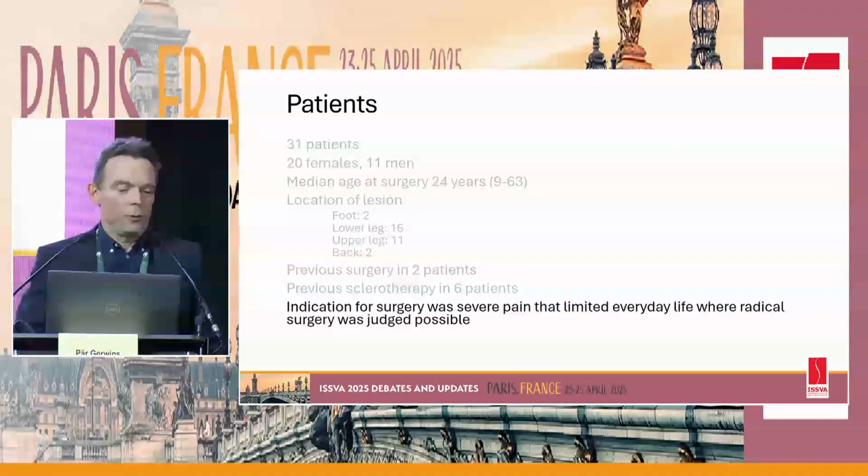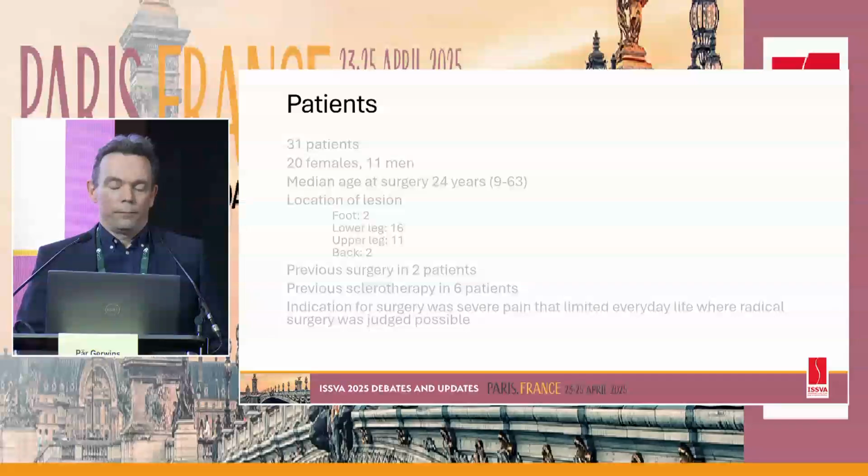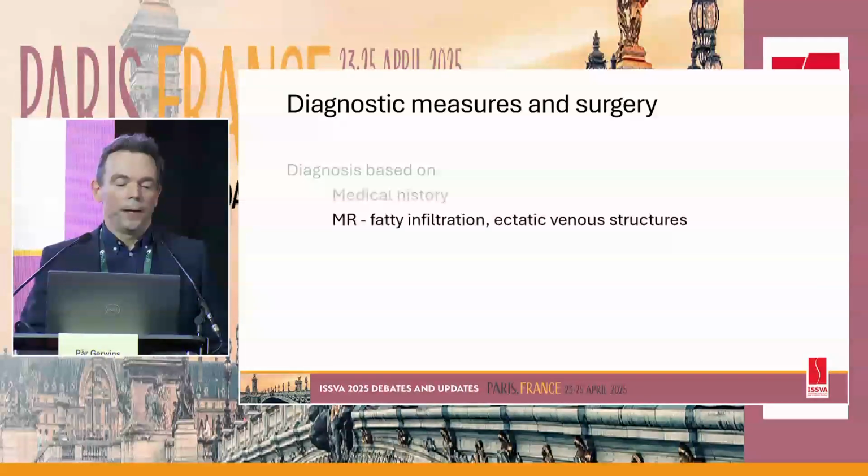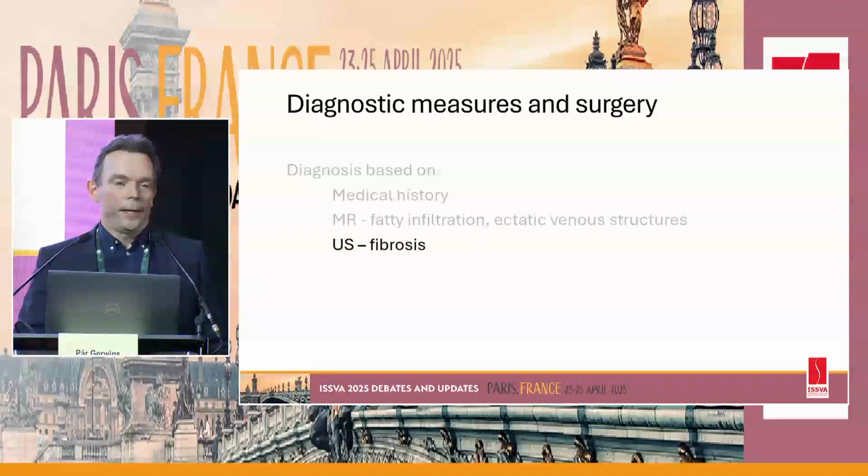The indication for surgery was severe pain that limited everyday life, and that the surgeon judged, I can take this out. I should say all the surgeries were done by an orthopedic surgeon for adults, and a pediatric orthopedic surgeon for the kids. So how did we diagnose Fava? It was based on medical history, the typical painful lesion, and MR, where we saw the fat and also this ectatic venous structure that we have always misinterpreted as venous malformations. And then an important tool is also the ultrasound to see the fibrosis.